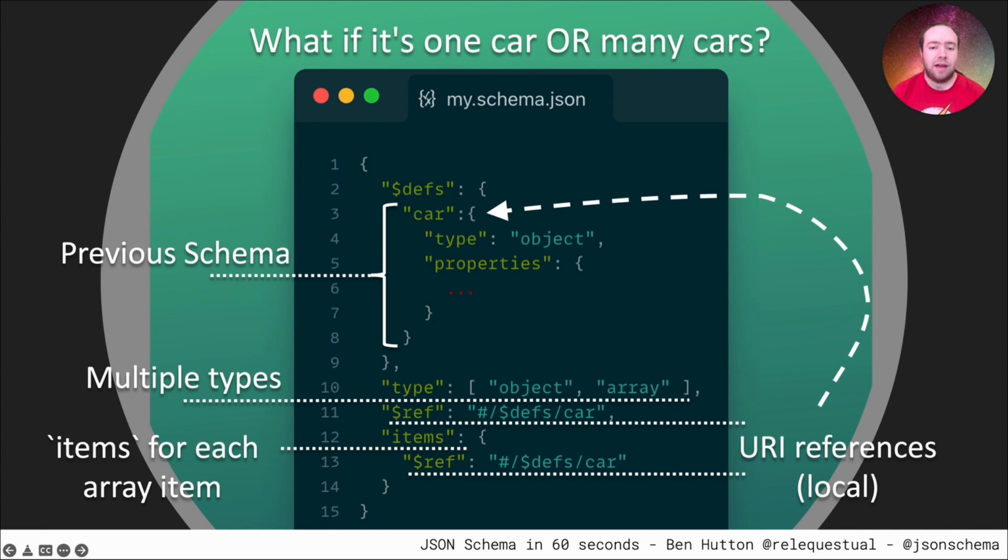We would need to refactor our schema, moving the previous schema into $defs, so it can be reused. $ref takes the value of a URI. In our schema, it's a relative URI, which points to our car definition.